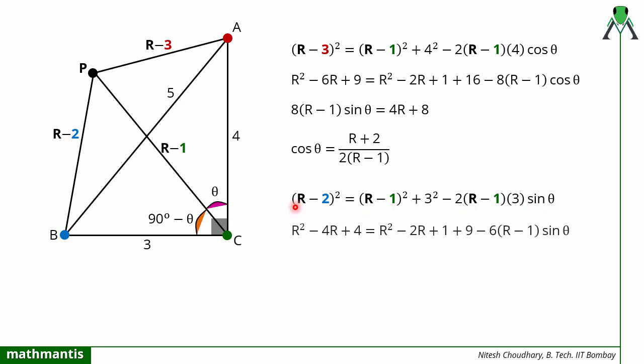r square minus 4r plus 4, r square minus 2r plus 1 plus 9 minus 6r minus 1 sine theta. Take it to the left side, r square cancels out, it will become 2r plus 6. Divide by 6r minus 1, that will give you sine theta: r plus 3 upon 3r minus 1. You will have to take 2 common here, that will cancel out 3.